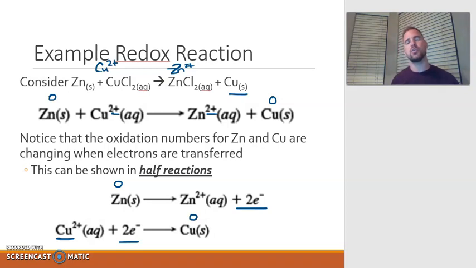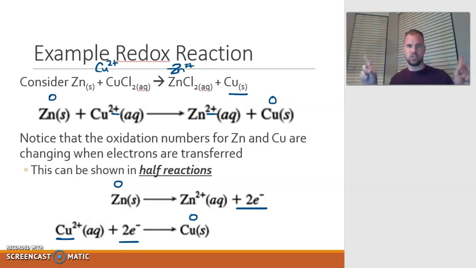Think about it like this. When you go to a store and you buy something for $20, that's one transaction, just like there's one chemical reaction. But there's 2 parts to it. Someone is losing money, the customer. Someone is gaining the money, the store or whoever is selling, the seller. So think about it like that.